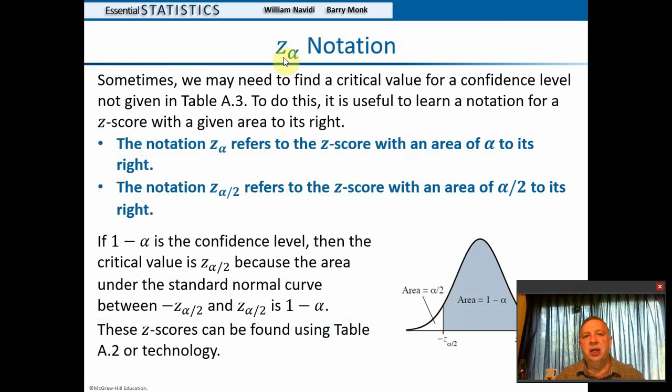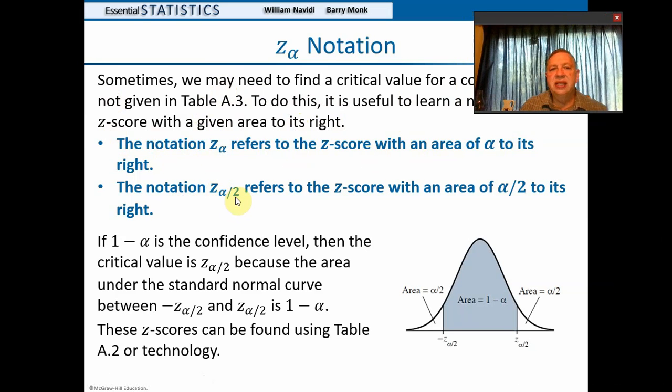So this notation is usually what is given in the formulas. We will need to find these critical values, and they use this z alpha notation. Sometimes we may need to find the critical value for a confidence level not given in table A3. To do this, it is useful to learn a notation for the z-score with the given area to its right. The notation z alpha refers to the z-score with an area of alpha to its right.